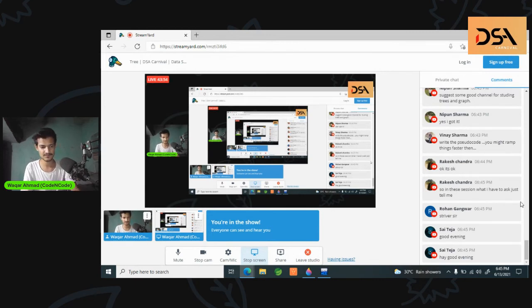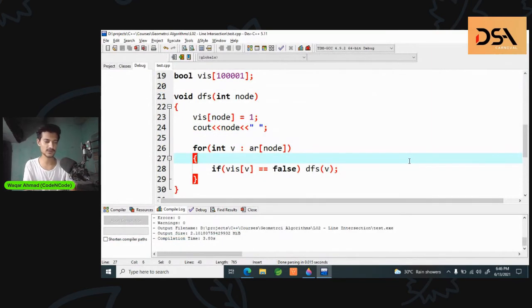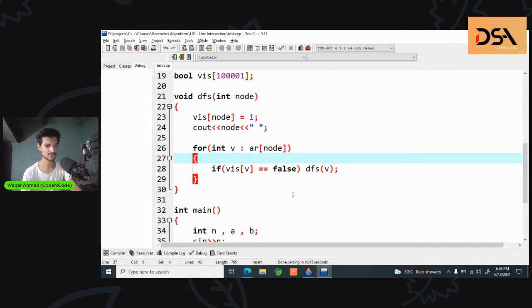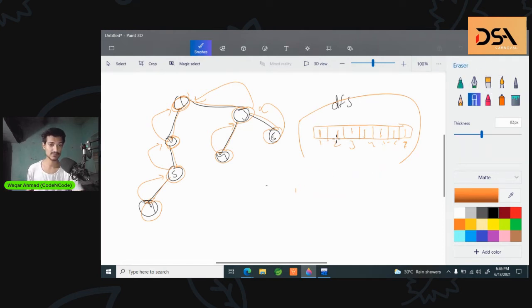Okay, I'm not seeing many questions regarding DFS, so we'll move on. I'm assuming that most of you have a certain idea of what DFS is. So now let's go for BFS. You can use BFS to find the shortest path. By shortest path, I don't mean in a weighted graph. I only mean in an unweighted graph.